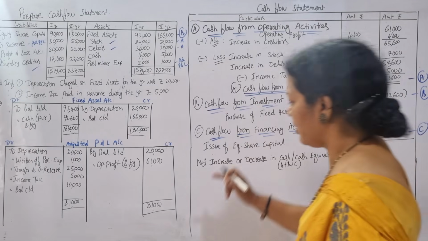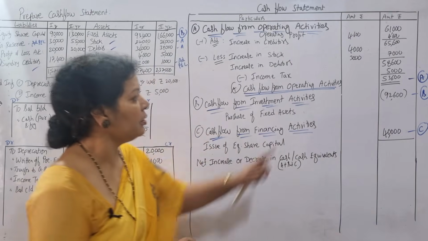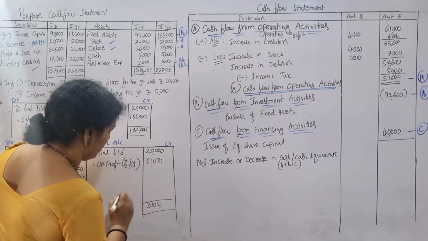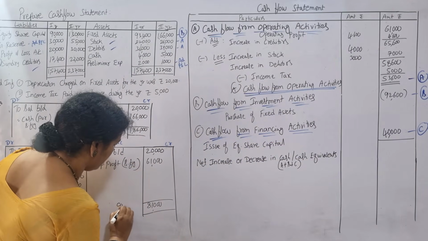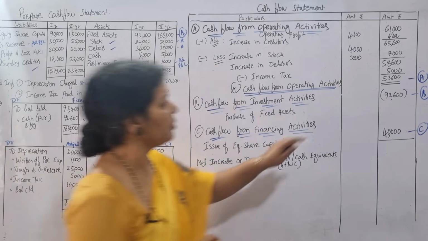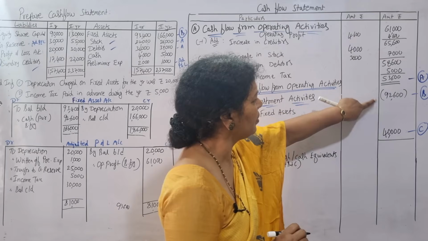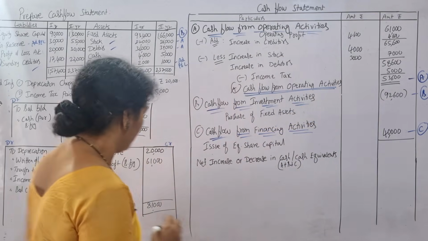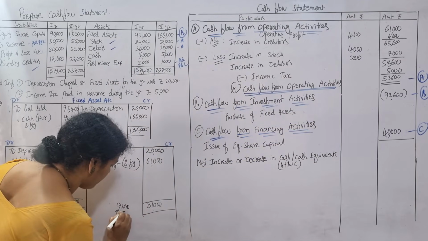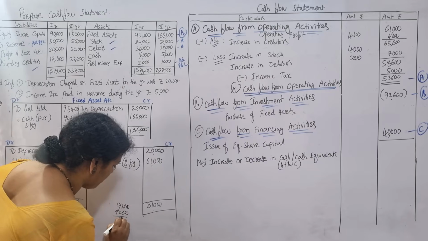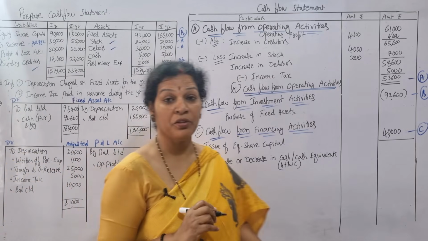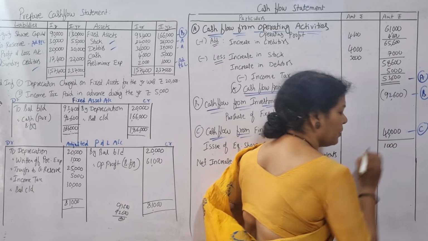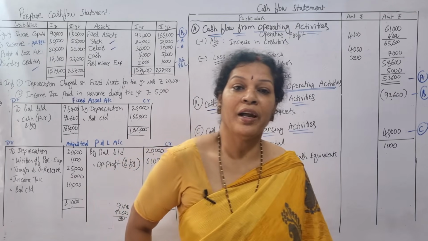If you want, I'll write here 53,600 plus 40,000, that is 93,600. This is 92,600 minus value. It means 1,000 we are getting. 1,000 is a positive value. So our answer is 1,000. To this, what do we add?